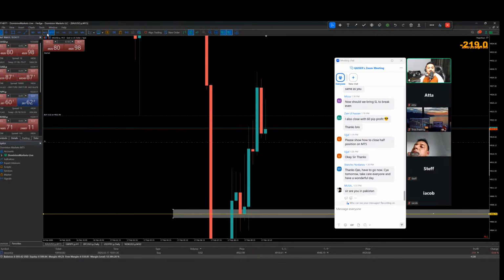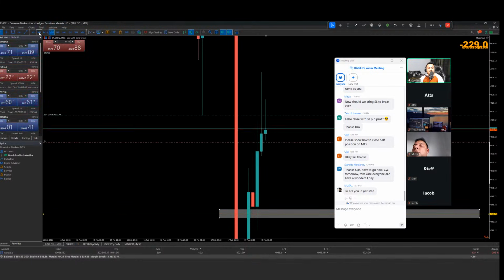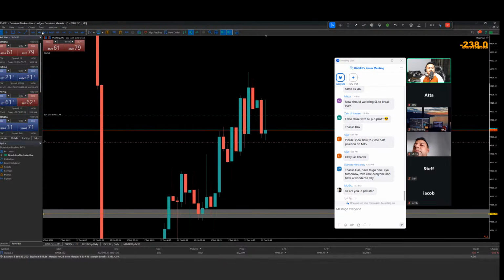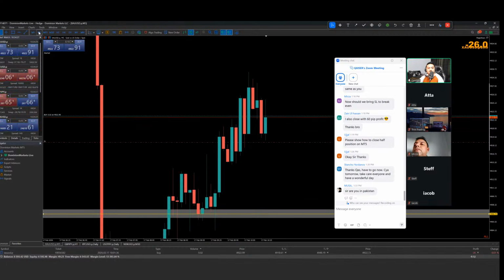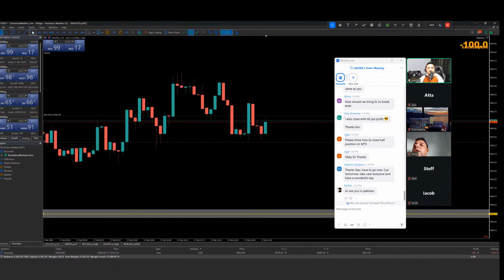So let's see. Just leaving it with my stop loss. That's it. Wow, look at the spike from this area. What is happening here? What's sitting in this area actually?